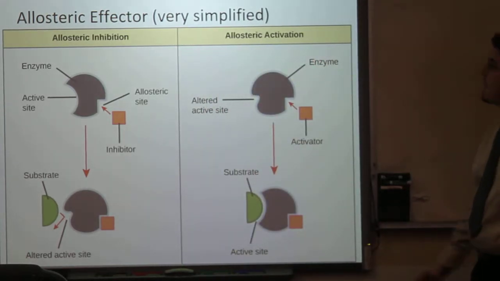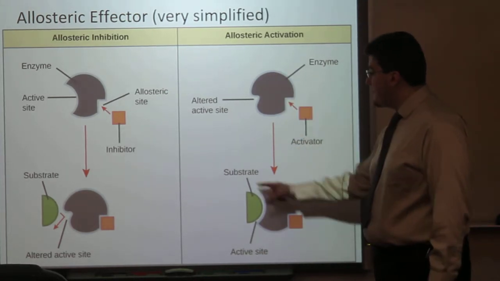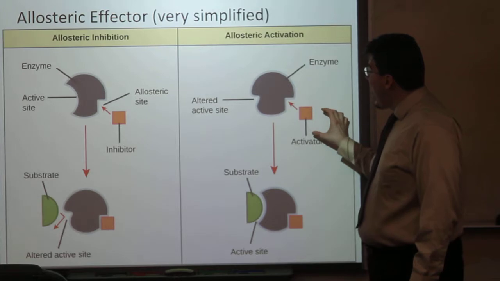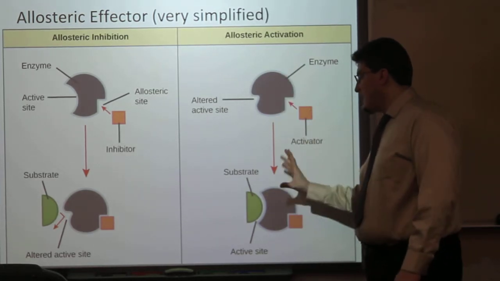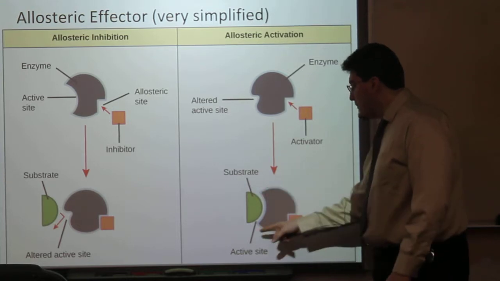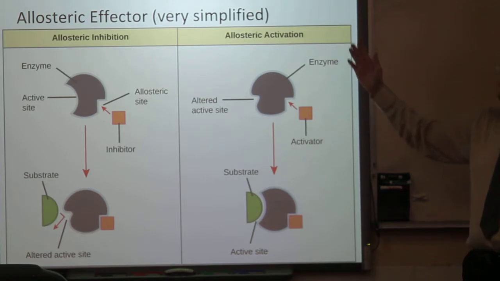Allosteric activation. We have an active site that is not able to bind this substrate. An activator binds to the allosteric site and it activates the enzyme, allowing the substrate to bind to the active site. That's it. That's all it is.